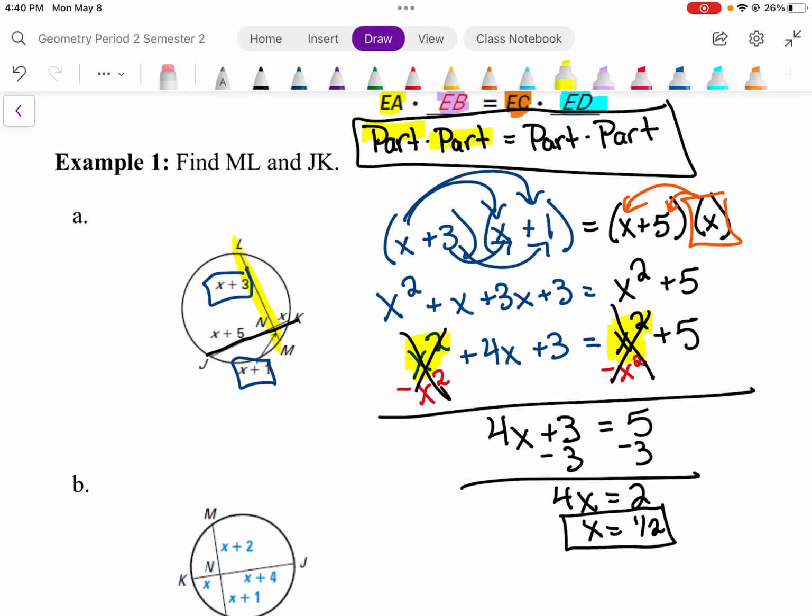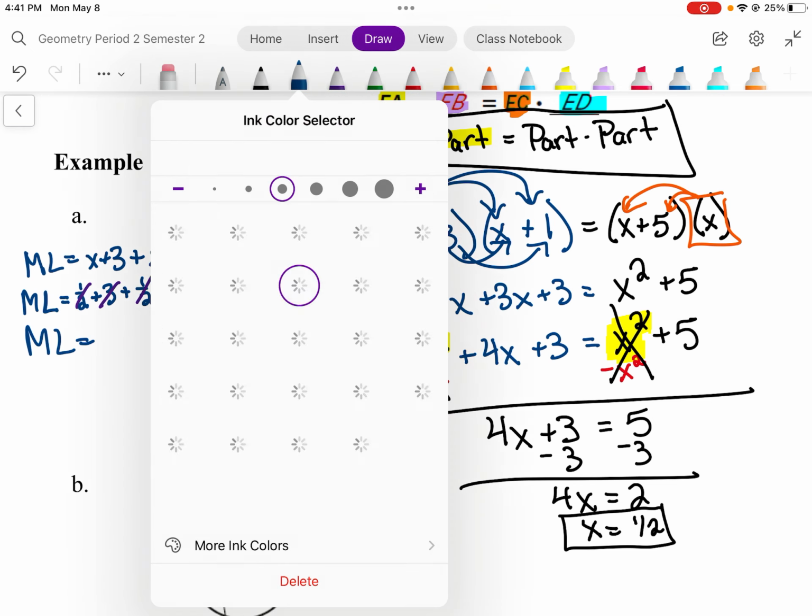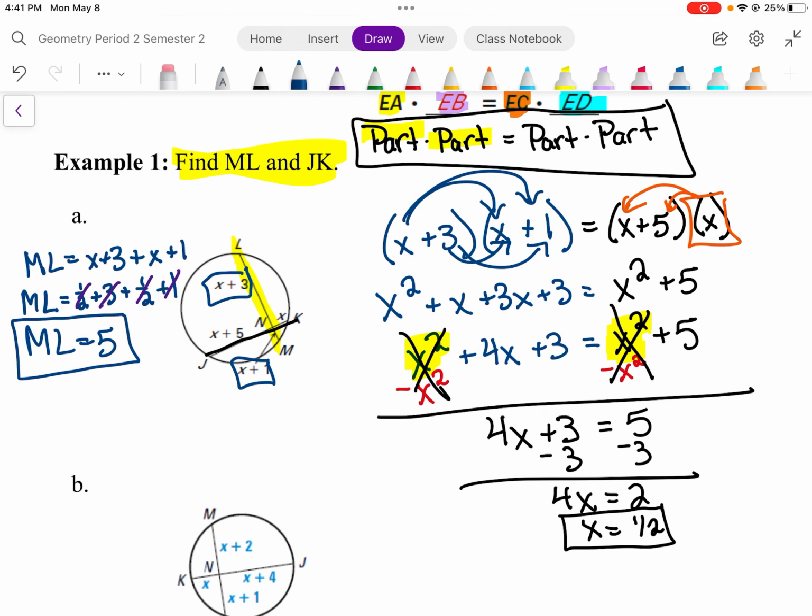When you are doing these problems, it's important that you read the question. So they want us to find the length of ML and JK. So in this, if we look at our picture, ML is equal to x plus 3 plus the second part of x plus 1. And we know that both x's are equal to 1/2. So we're going to have 1/2 plus 3 plus 1/2 plus 1. So that's going to equal 1, 2, 3, 4, 5 for our final answer for ML.